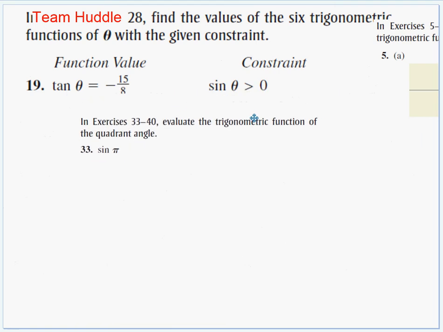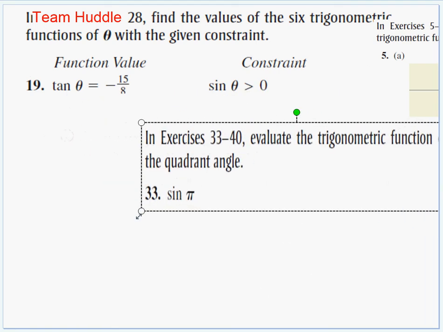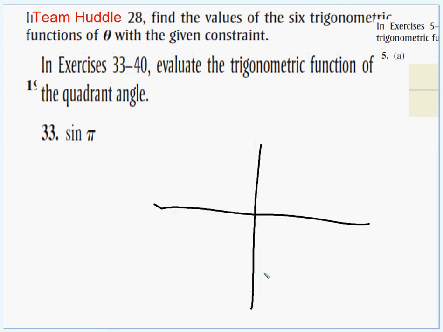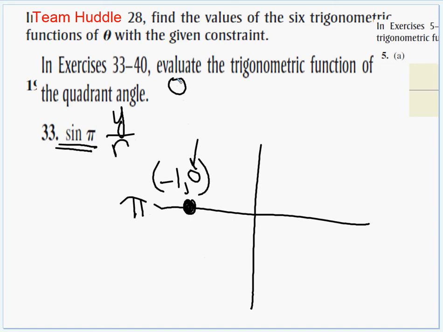Finally, we want the sine of pi radians. So here's my xy axis. Over here would be a dot. That would be -1, 0. And that is on the pi radian ray. So we want the sine of a value. Well, that's equal to your y value over your r value. Our y coordinate is 0. Our distance from the origin is 1 unit. 0 divided by 1 is 0. The sine at pi is 0.